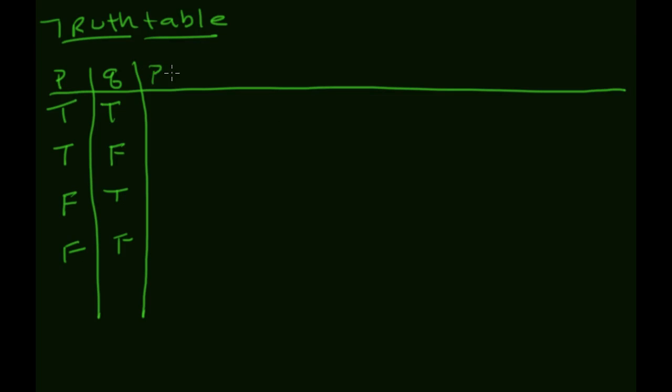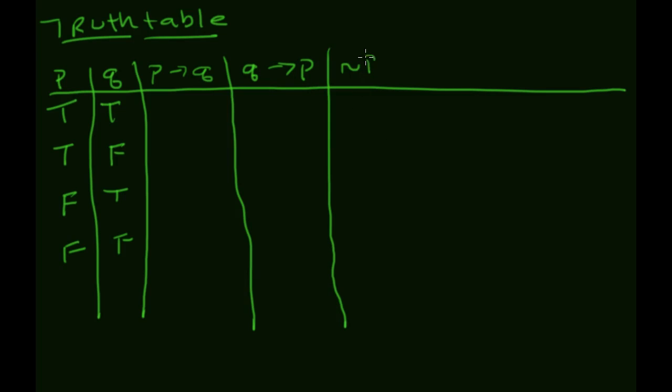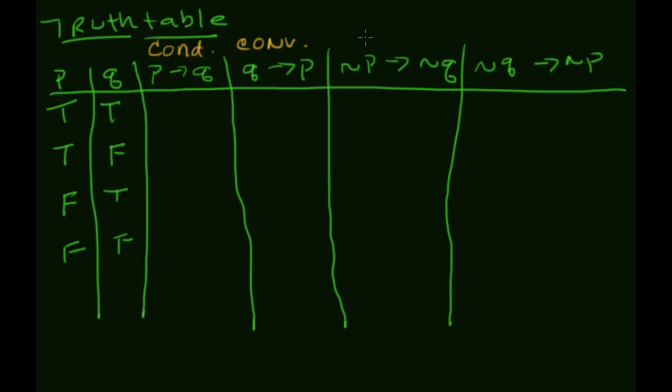Okay, so we're going to list out the four statements that we had. We have the conditional statement, the converse, the inverse, and the contrapositive. So these are the conditional statement, the converse, the inverse, and the contrapositive. And we're going to make this into a table.